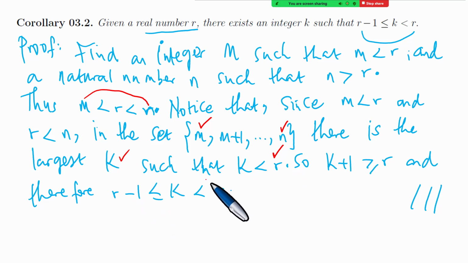Then there is the largest k such that this k is smaller than r. It's smaller than r. And so, because of this, the k plus 1 is bigger than or equal to r.